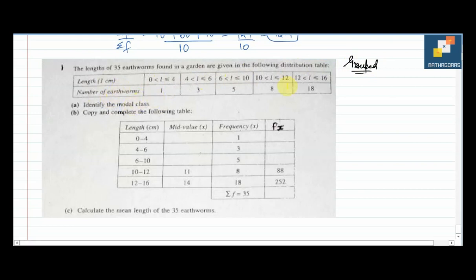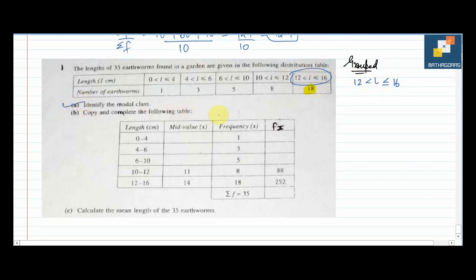The method is the same, the highest frequency gives you the modal class. So the mode is 12 to 16. Whatever the class is, it is your mode. All right, so that is your first part answer.